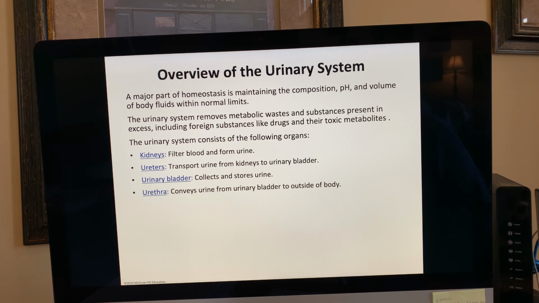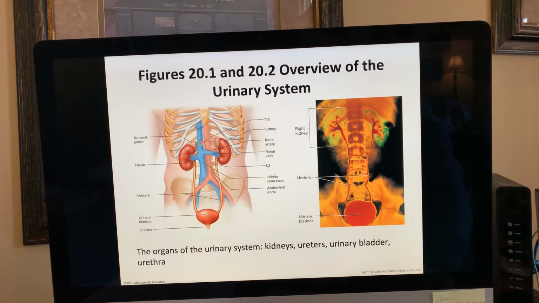It consists of two kidneys, whose job is to receive blood and filter it, the ureters, which transmit urine from the kidneys to the urinary bladder, and then the urethra, which transmits the urine from the urinary bladder to the external environment. The two kidneys are the right and the left. They sit behind the abdominal cavity, and they produce the urine.